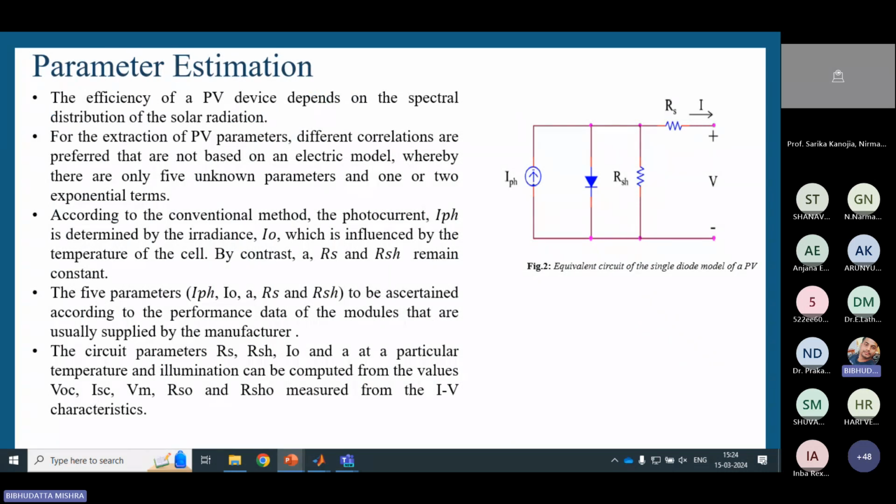In parameter estimation, as we know, the intensity of the irradiance is directly proportional to the IPS value. That means, according to the photocurrent, IPS determines the irradiance value, the intensity of the irradiance. And the 5 parameters we need to calculate in this case are IPS, I naught, that is the saturation current, photon current, and the diode identity factor A, and series resistance as well as the shunt resistance.